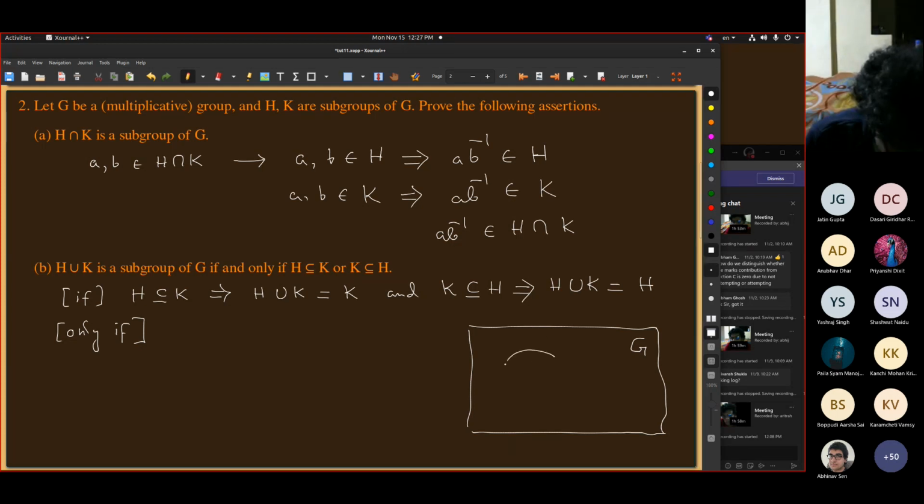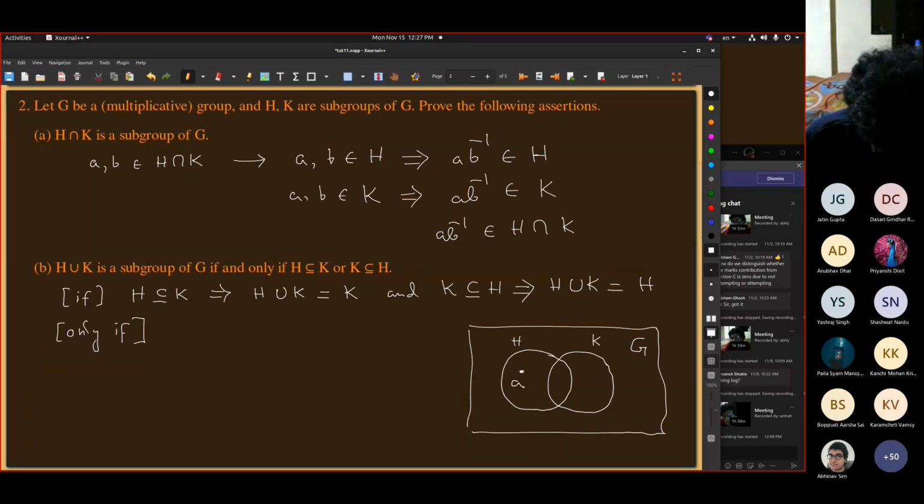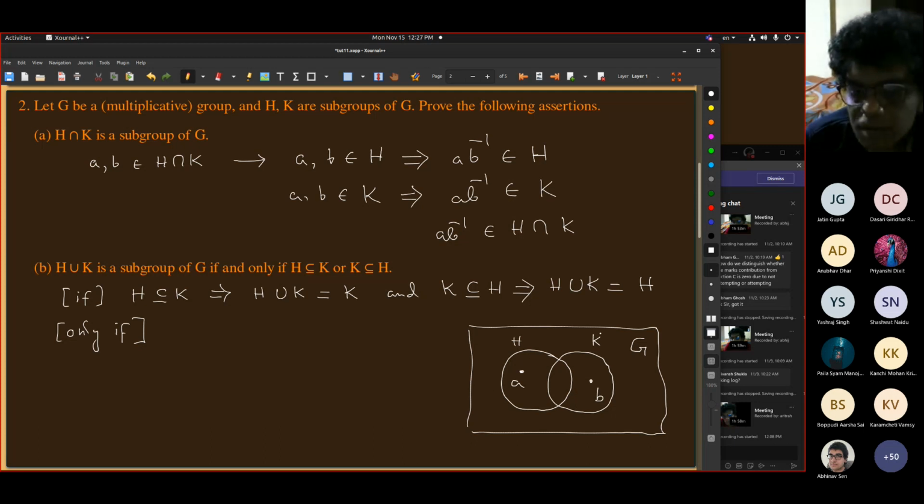So that means H is something like this, K is something like this. H is not contained in K, K is not contained in H. So that means I can choose some A which is in H but not in K, and I can choose some B which is in K but not in H. Then let us see what contradiction we can arrive at.